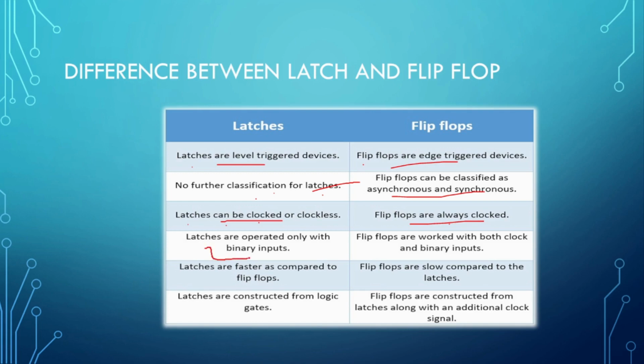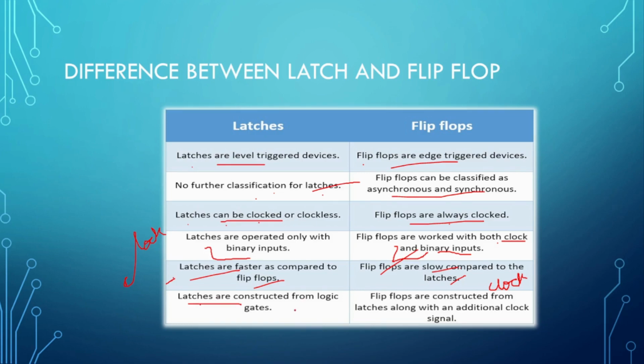Latches operate with binary input. Flip-flops work with both the clock and binary input. Latches are faster compared to flip-flops, and flip-flops are slower compared to latches. Why are latches faster? Because there is no usage of a clock, but in a flip-flop there is a clock. If there is a clock, there is a time limit to provide an output, but a latch provides an output at any instant of time.